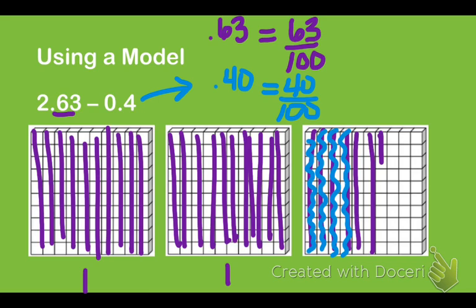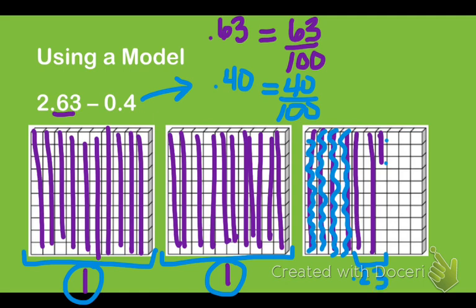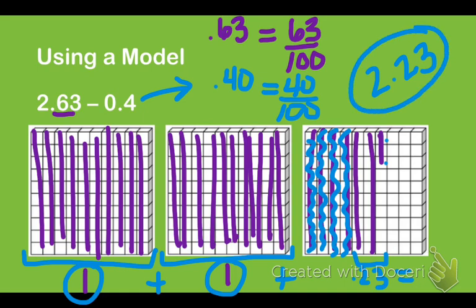I'm going to count to see how many I have left. So I didn't take anything from here, so I still have 1. I didn't take anything from here, so that's 2. And I did take from this last box, so I want to see what I have left over. I have 10, 20, 21, 22, 23. So I have 0.23 here. And if I add all of these together, I get 2.23. So 2.63 minus 0.4 gives me 2.23. And that's how we use a model to subtract decimals.